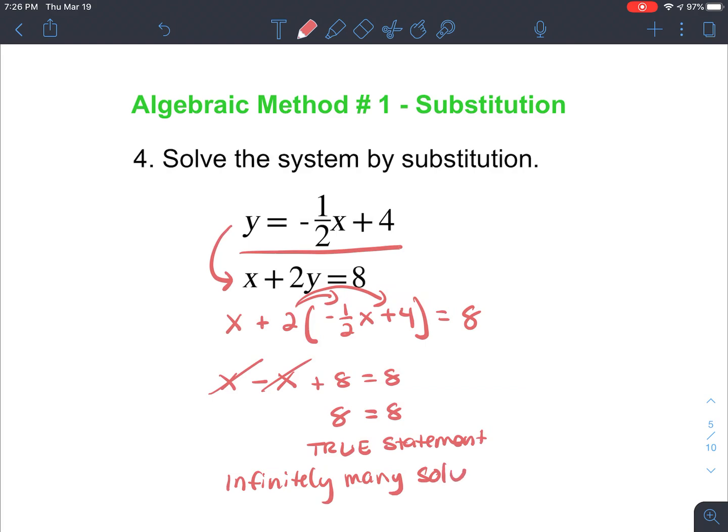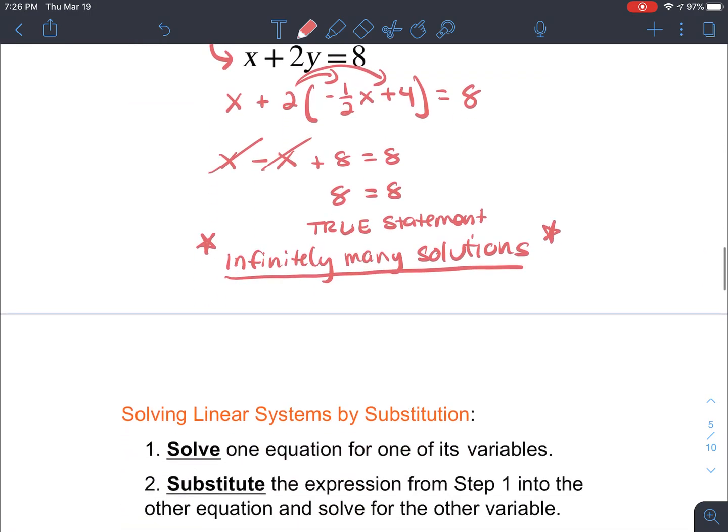many solutions. So if you were to compare this to the graph, you would see that these are coinciding lines, that they are two lines that are directly on top of each other. And if you solve for y equals mx plus b form, you'll see that they have the same slope and the same y-intercept. So again, true statement means infinitely many solutions, and you need to make that declaration, right? Because it's asking you to solve. So 8 equals 8 is not a solution. Infinitely many solutions is the answer we're looking for.